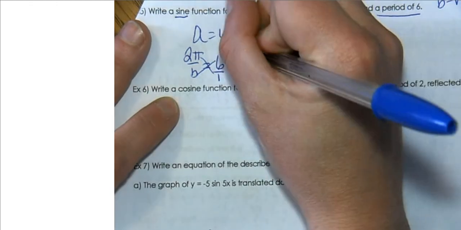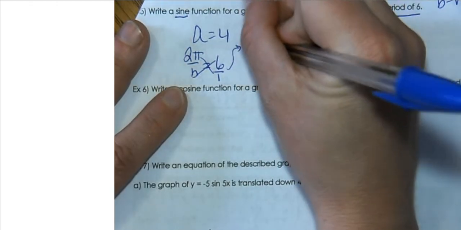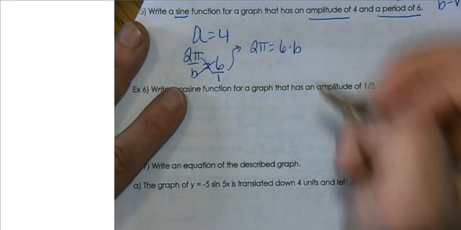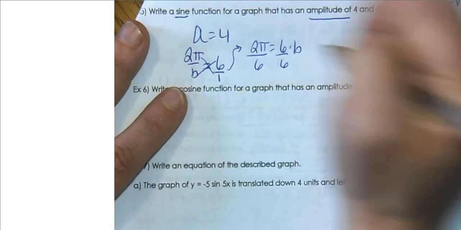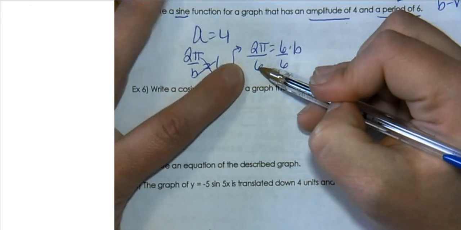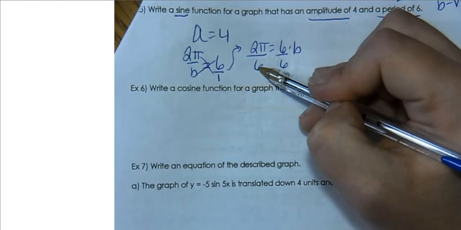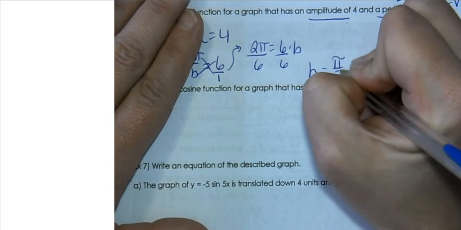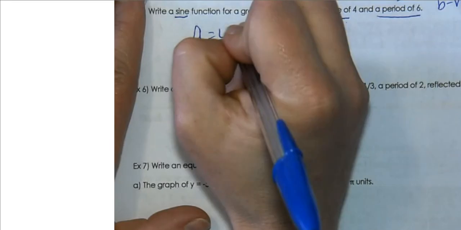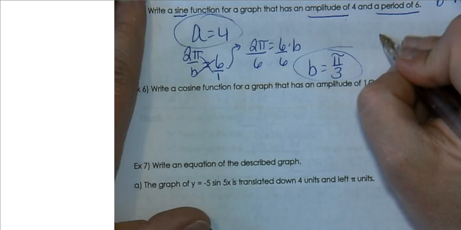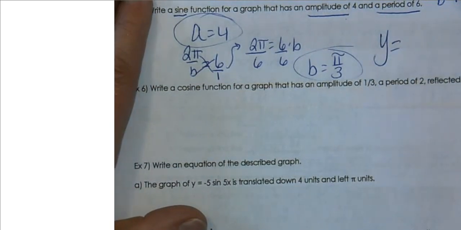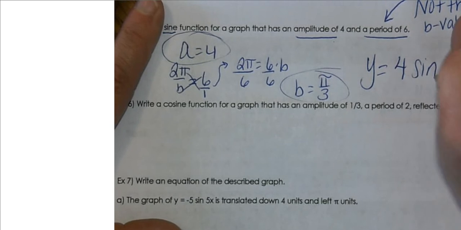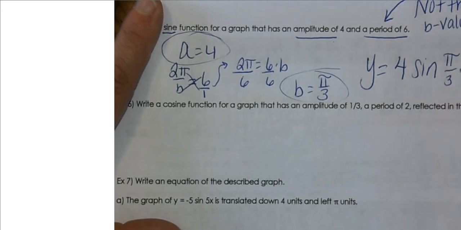By doing that, we end up with 2 pi is equal to 6 times b. I want to solve for b, so I'm going to divide both sides by 6, and 2 over 6 simplifies to 1/3. So that tells me that b is equal to pi over 3. So now that I have an a value and I have a b value, I can write my equation. And my equation is going to be y equals 4 times the sine of pi over 3 times x.